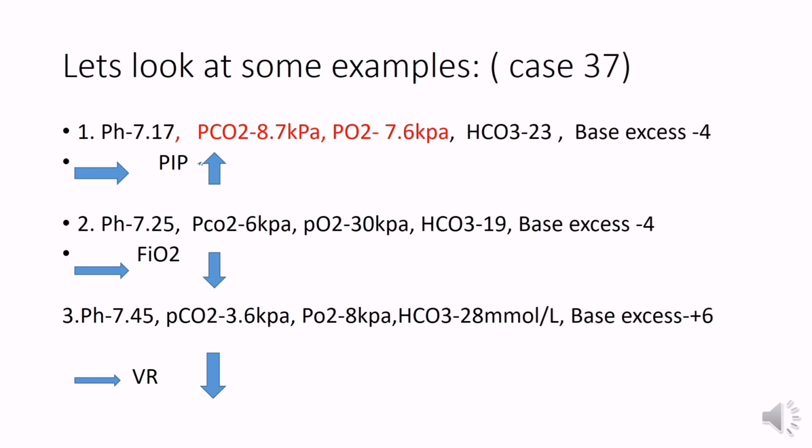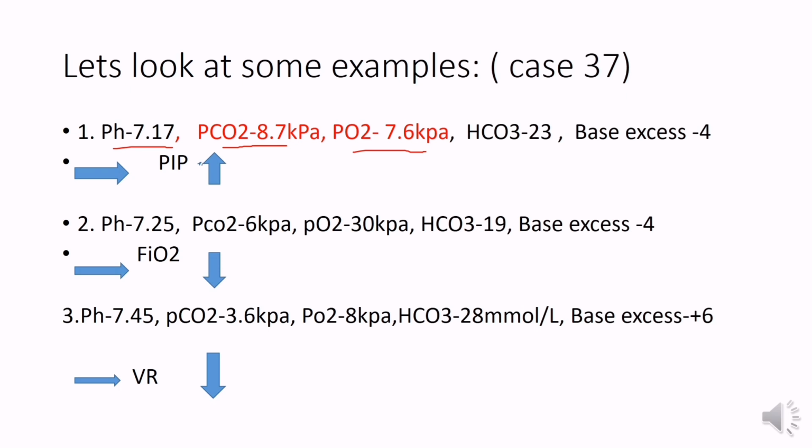The nurse has taken the ABG of the baby, and now the pH is 7.17, that is acidic. Carbon dioxide is 8.7, which is increased. Normal carbon dioxide is 4.6 to 6.4. Then we have oxygen, which is 8 to 12. Now oxygen is also decreased. Bicarbonate is normal, base excess is slightly increased.